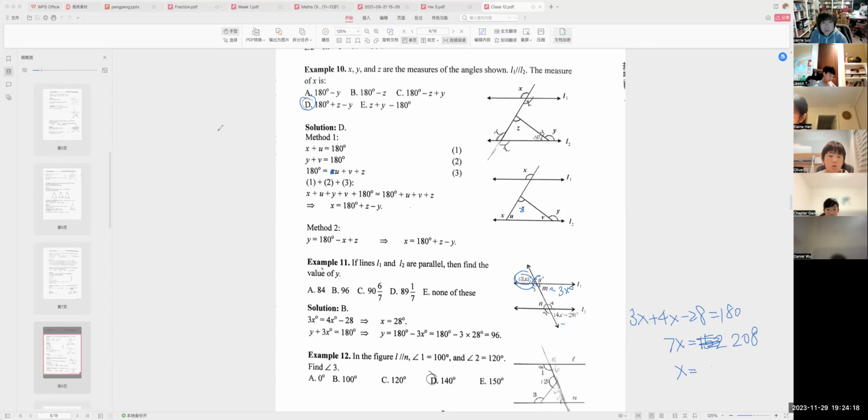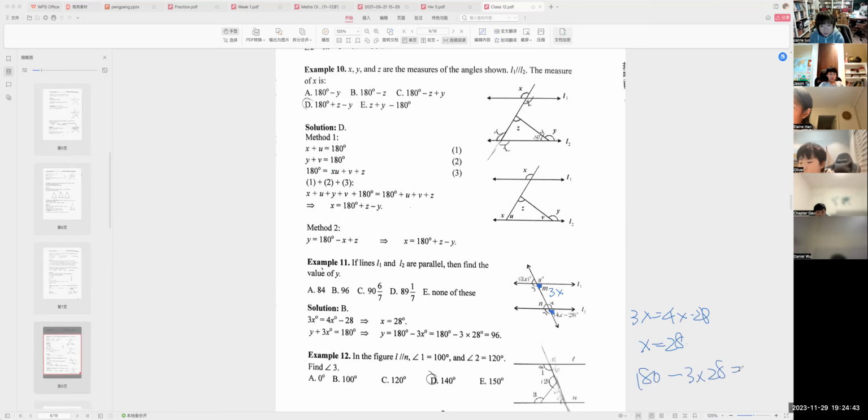Oh, yeah. What I'm doing, I'm just... They don't equal. Yeah. This is 3x. So it's 3x equals 4x minus 28. I'm sorry. This little blue one equals this little blue one, right? So x should equal 28 degrees. So find the value of y. So y equals exactly 180 minus 3 times 28. So the answer is 96.